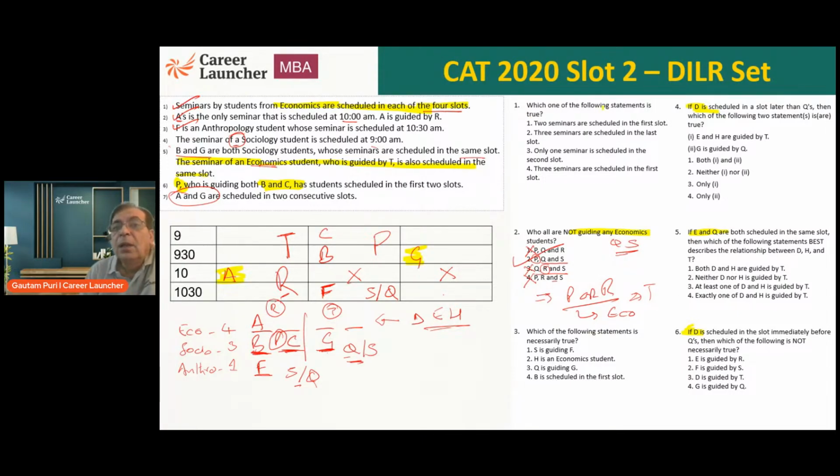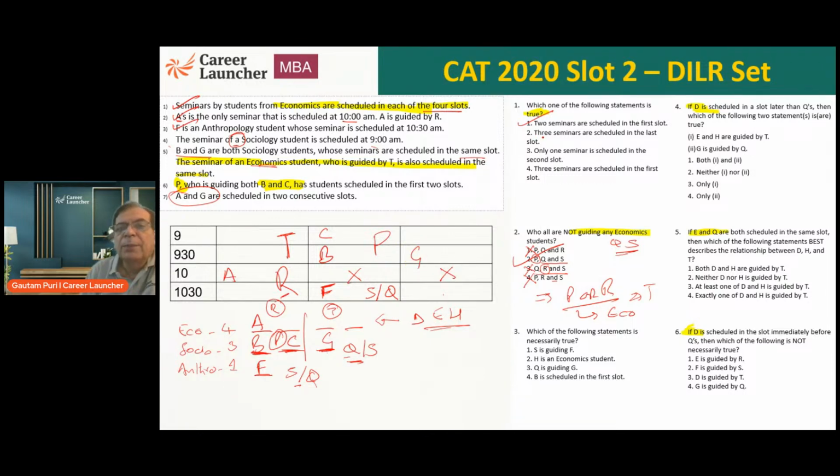Question number 1. Which of the following statements is true? 2 seminars were scheduled in the first slot. Yes, one economics and one of sociology. So statement 1 is correct. But just for the sake of it, let's go through the other statements also, from an understanding perspective, because here I'm looking at learning only.